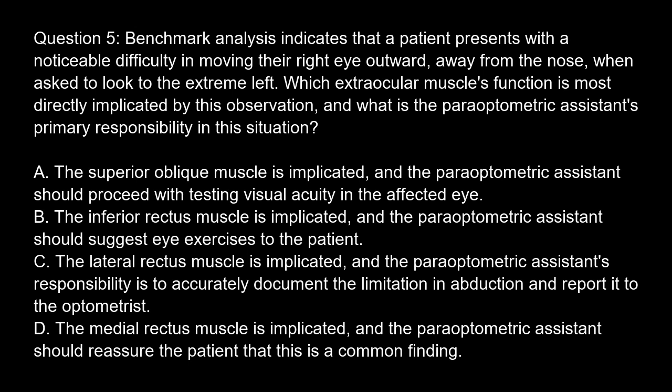in the affected eye. Option B. The inferior rectus muscle is implicated, and the paraoptometric assistant should suggest eye exercises to the patient. Option C. The lateral rectus muscle is implicated, and the paraoptometric assistant's responsibility is to accurately document the limitation in abduction and report it to the optometrist. Option D. The medial rectus muscle is implicated, and the paraoptometric assistant should reassure the patient that this is a common finding.